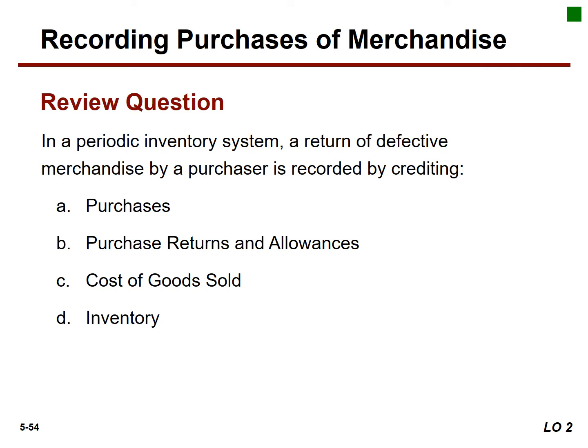Okay, here's a question. In a periodic inventory system, a return of defective merchandise by a purchaser is recorded by crediting purchase returns and allowances. Remember, we credited the inventory account under the perpetual system.